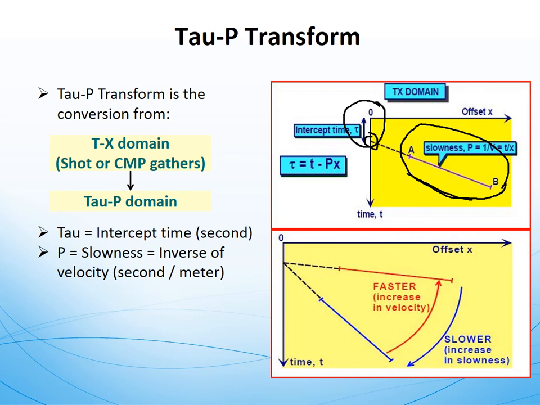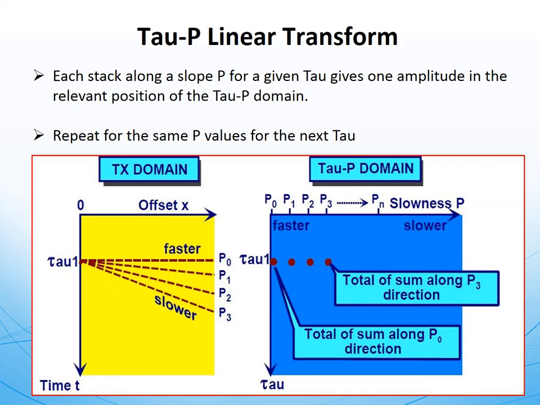In other words, if you have a steeper slope, such as the blue color over here, a steeper slope means that you have a slower velocity or higher slowness. While if you have a less steep slope, you have a faster velocity and a decrease in slowness. When we map each particular reflection in the TX domain, in the space domain, we take, for example, the first reflection, the flat one. It gives you a very fast velocity. Remember, a less steep slope means a faster velocity, and a steeper slope means a slower velocity.